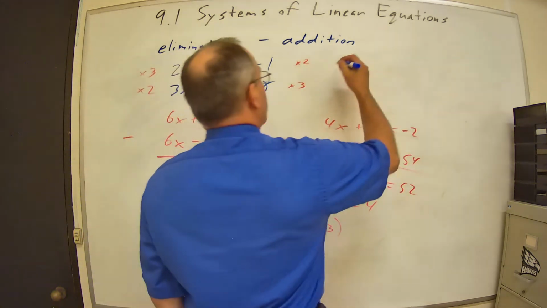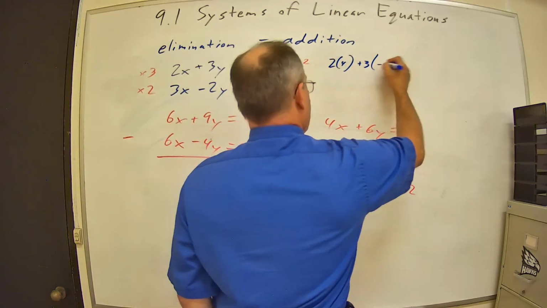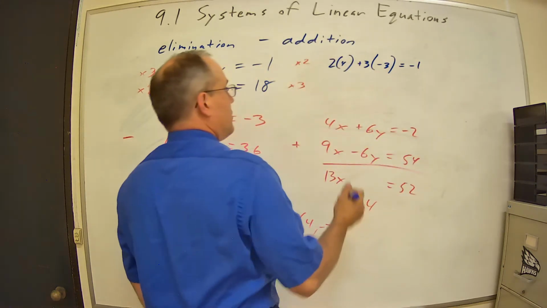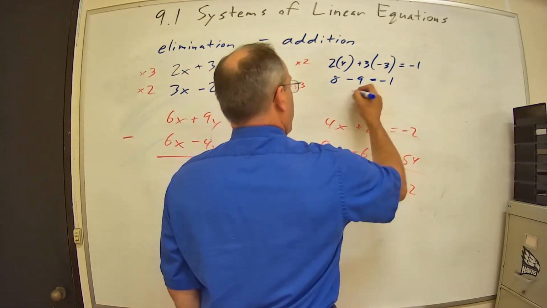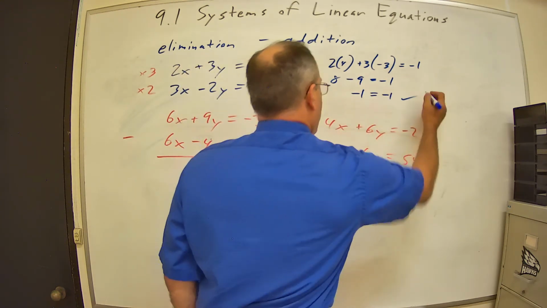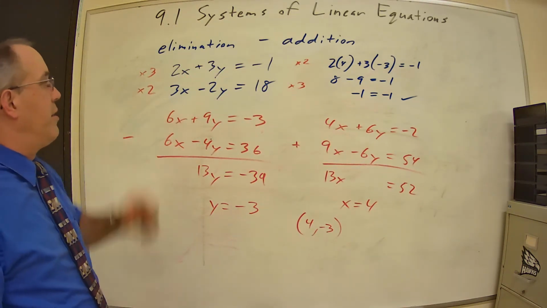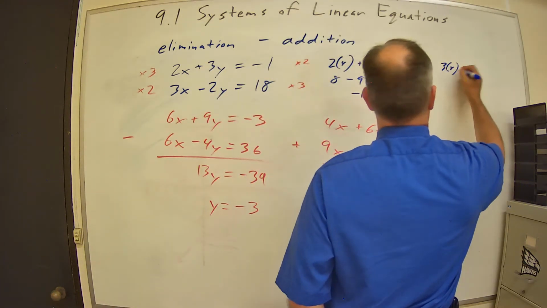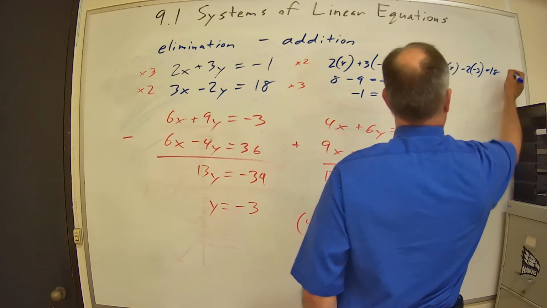So we have 2 times 4 plus 3 times -3 is equal to -1. 8 minus 9 is equal to -1. -1 is equal to -1. So far, so good. And then the other equation, 3 times 4 minus 2 times -3 is equal to 18.